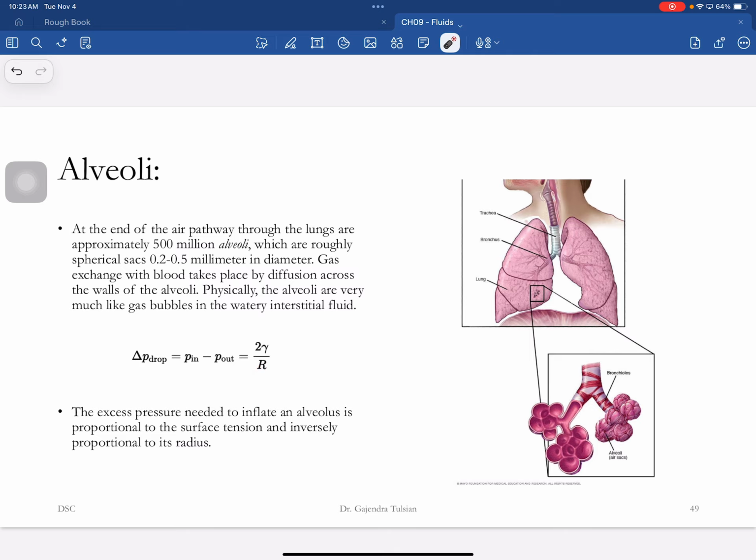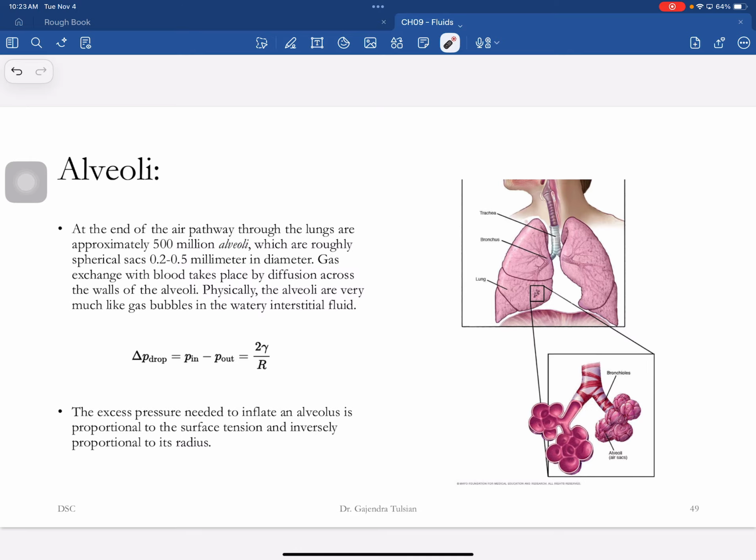As your radius is changing, you're changing gamma. That's how the body solves problems. So the smaller the radius, the surfactant density increases and gamma decreases.